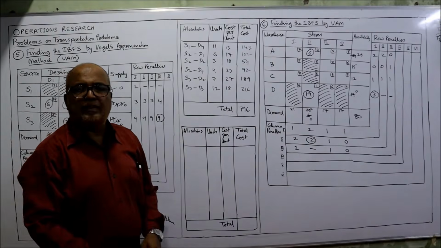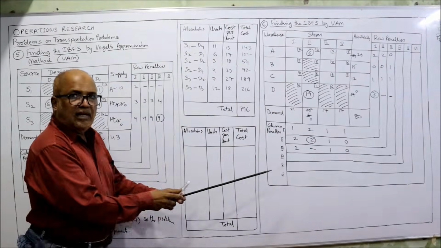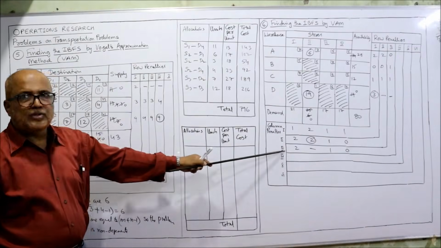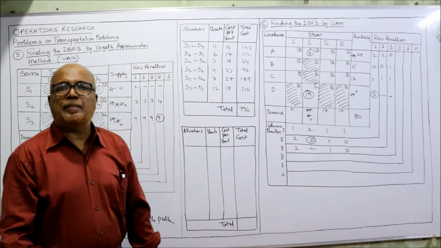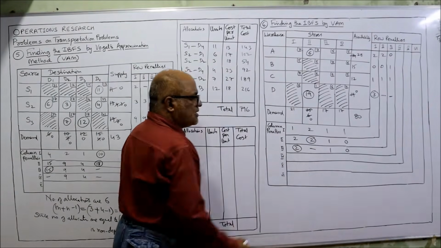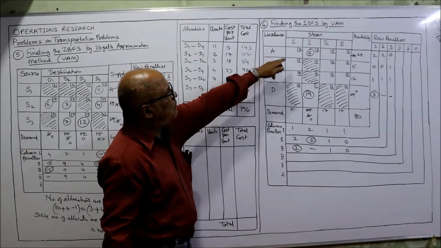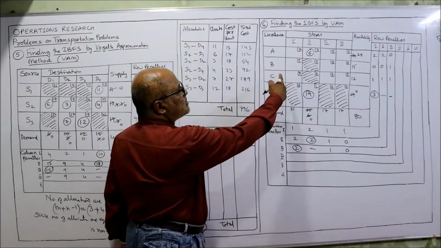Now in the third penalty, what is the highest penalty? You see here, the penalty is 2. 2, 1. Here 0, 1, 1. The highest penalty is 2. So round off these 2. What is the minimum cost in this column? Minimum cost is 5. So allocate in this 5 cell.